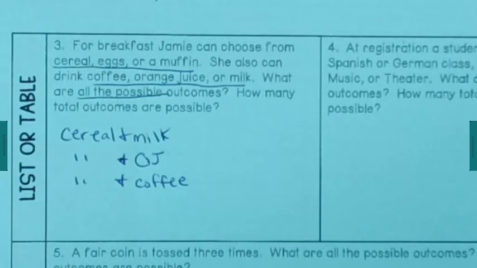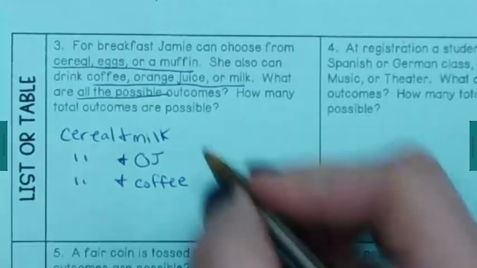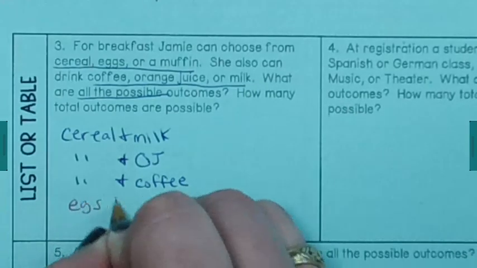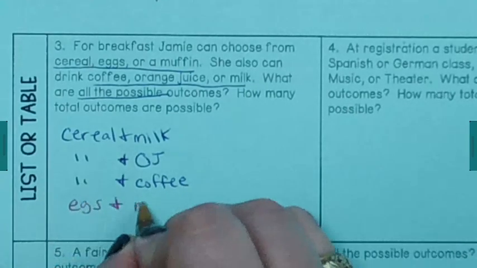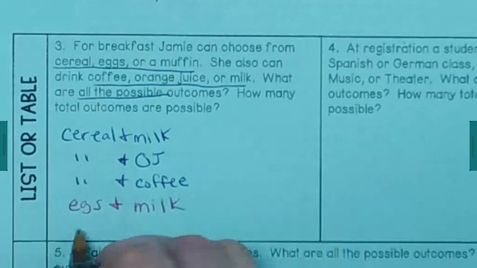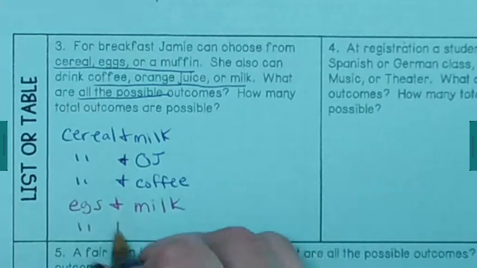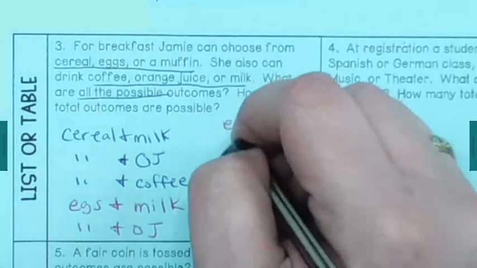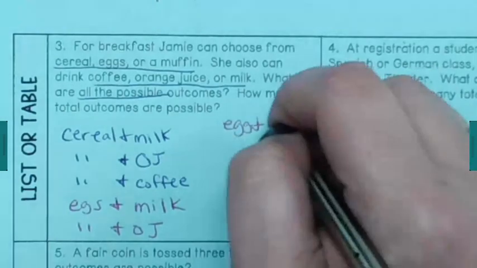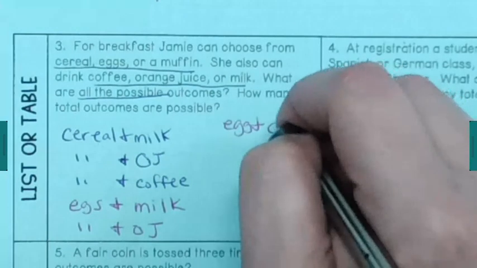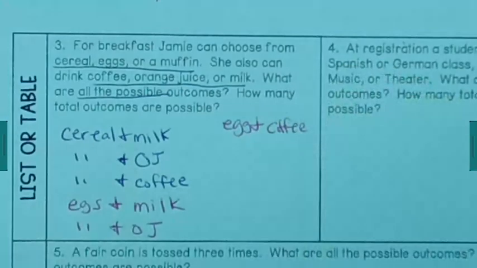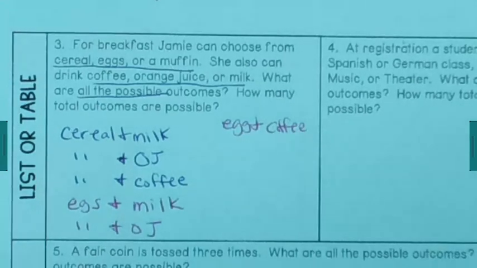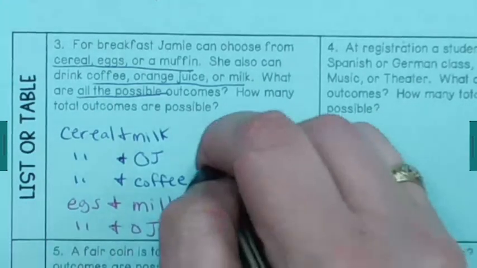Do I have to pick cereal? No, what else could I pick? I could pick eggs or muffins. Eggs and milk. I could pick eggs and OJ. I could pick eggs and coffee. Is that all the things that could happen? No, I could still pick muffins.